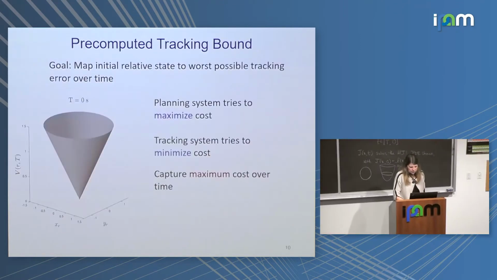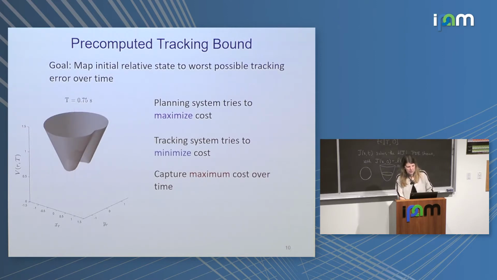So we did this. You can set it up, as I said, like a standard reachability problem. The planning system is trying to get away, so it's trying to maximize the cost. The tracking system is trying to get to where the planner is, so it's trying to minimize the cost. And you just capture the maximum cost over time.